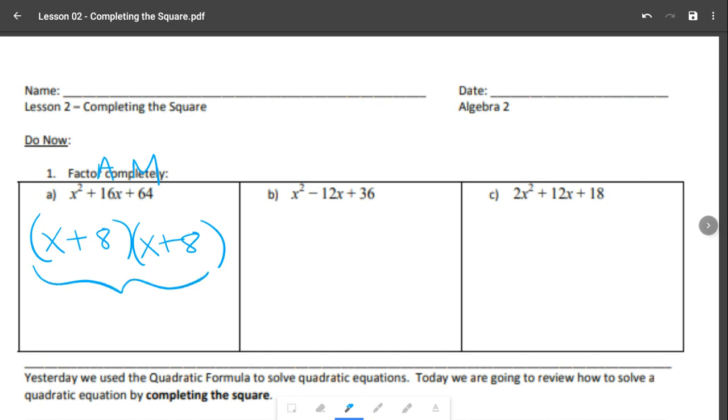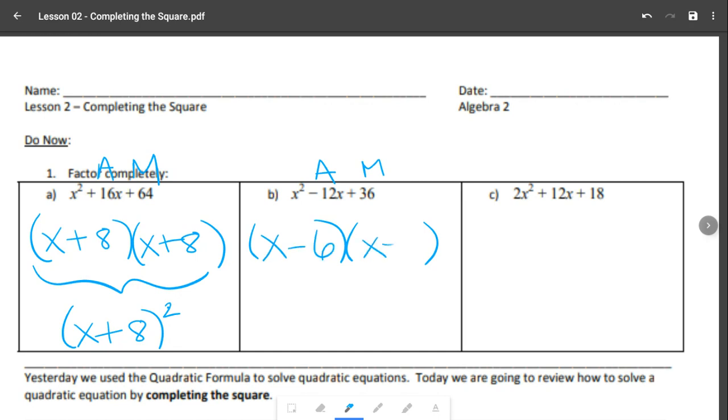Keep in mind, since these two parentheses are the same, another option for writing this would be x plus 8 squared. For B, same thing, AM method, adding to a negative 12, multiplying to positive 36. You should get x minus 6, which again, another method for writing that would be x minus 6 squared.